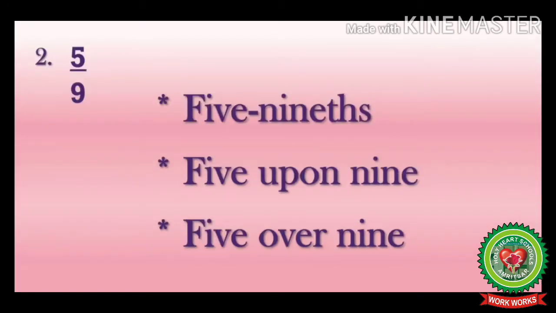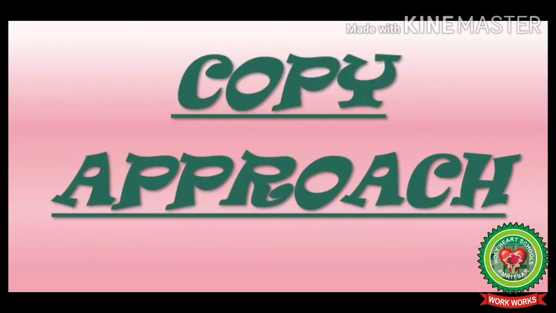Second example is 5 upon 9. Again we observe that the numerator is greater than 1, so we will add s with the denominator word. 5 will remain 5 and 9 will become ninths. 5 ninths means five parts of the ninths. The other two ways are 5 upon 9 and 5 over 9. Children, it is just like you get marks from your teacher. Now let us have the copy approach of the same sums.